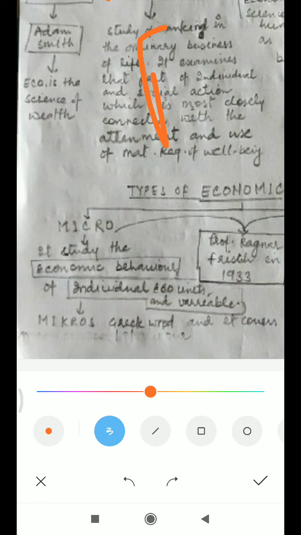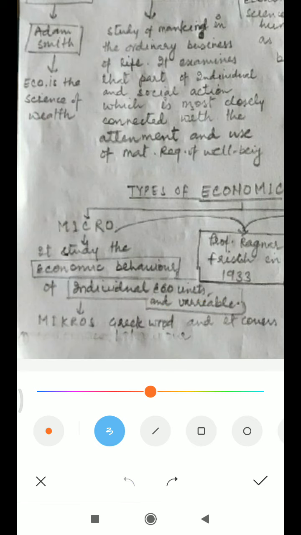Microeconomics means, you can write, if you want to write, microeconomics is that type of economics which studies economic behavior. It is the keyword of this definition. Economic behavior of individual economic unit and variables. Getting you all? So this is called microeconomics.